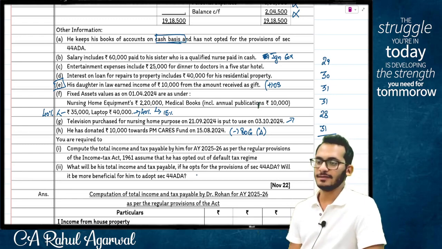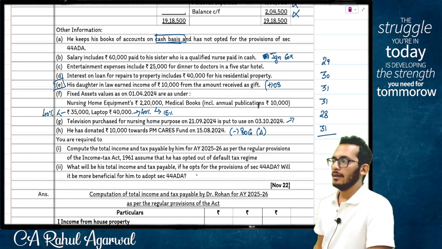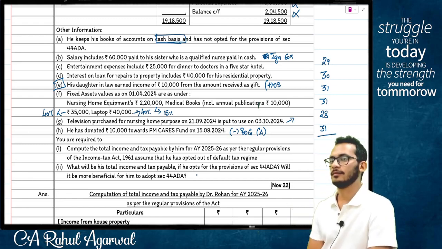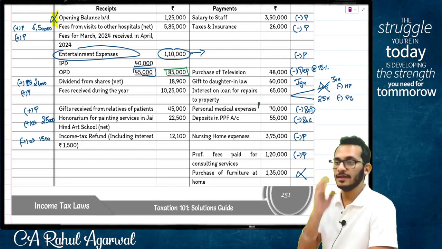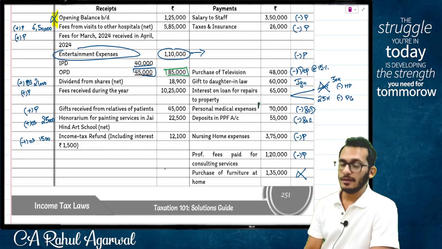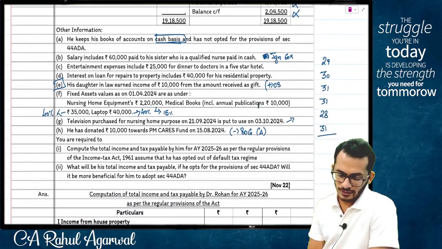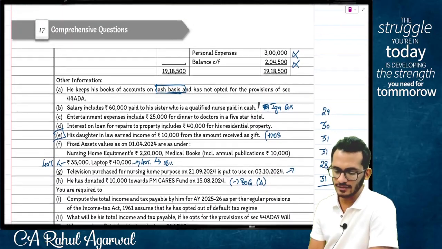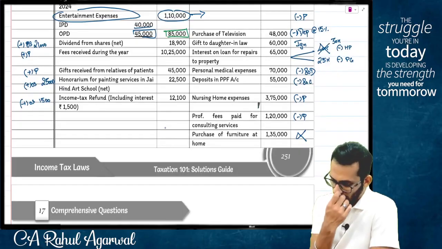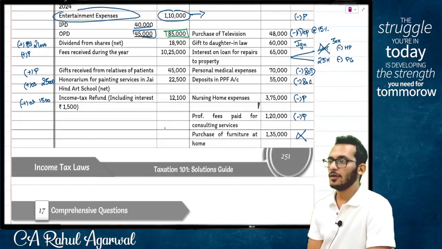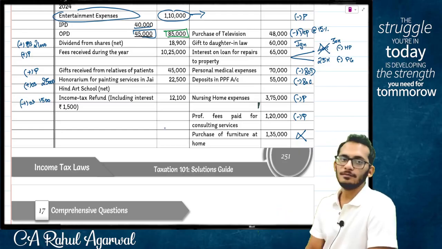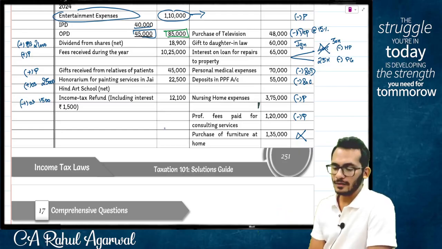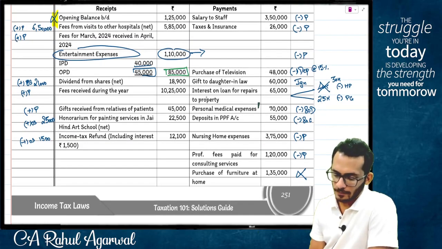So next line is less depreciation. We'll start from the top, people. Do you have any depreciation? Yes. First item I'm seeing is televisions. Do I have an opening balance for televisions? No. So therefore directly televisions, 48,000 into 15%.